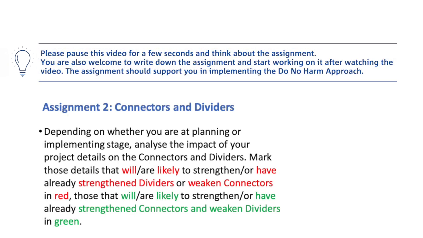Here comes your second assignment, and this would be to identify how your own project is impacting upon dividers and connectors through resource transfers. So depending on whether you're at planning or implementing stage, analyze the potential impact of your project details on the connectors and dividers through resource transfers. And you mark those details that will or are likely to strengthen if you're at planning stage, or that have already strengthened if you're at implementing stage, dividers or weaken connectors in red, and those that will or are likely to strengthen or have already strengthened connectors and weaken dividers in green. So the latter is the positive impact in green and the negative impact in red.